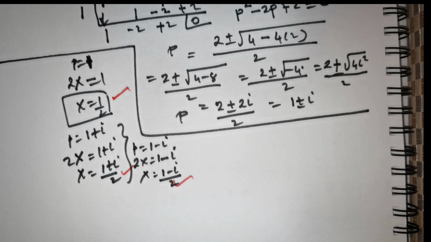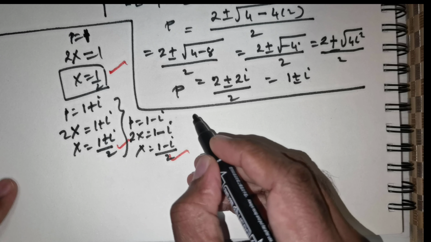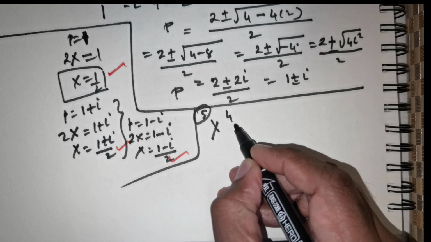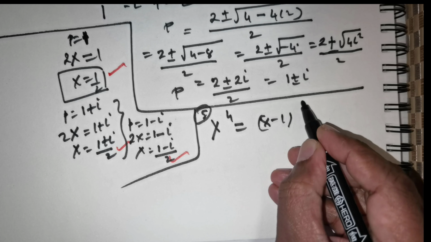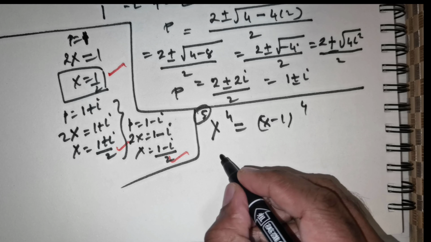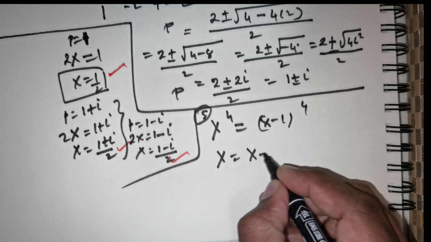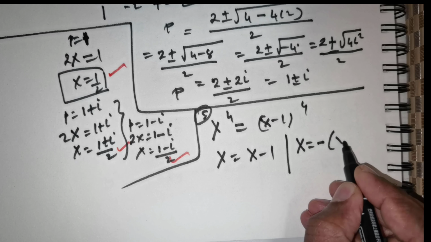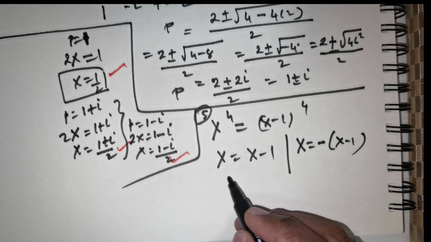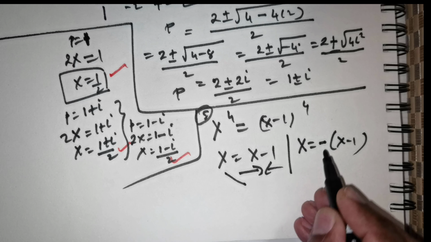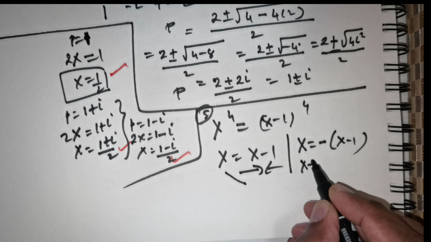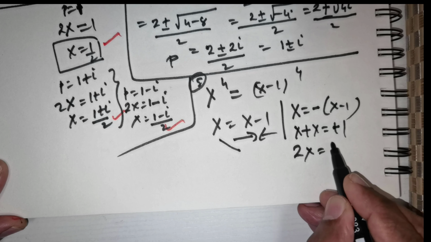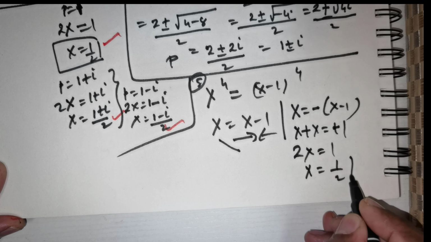So this is the fourth method, and I will also show you the fifth method. So students, this is the final method. We are given x to the power 4 is equal to (x minus 1) raised to the power of 4. Now if I were to take the fourth root, I would get x is equal to x minus 1 on one end, and x is equal to negative of (x minus 1). Now this is ruled out. This will give us a contradiction, and from here you get x plus x is equal to positive 1, and from here 2x is equal to 1, and from here x is equal to 1 over 2.